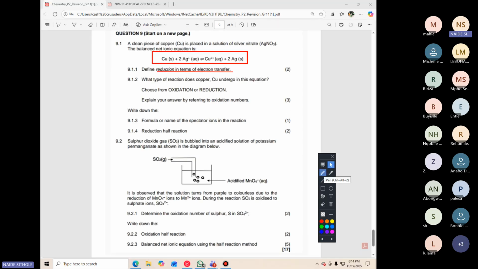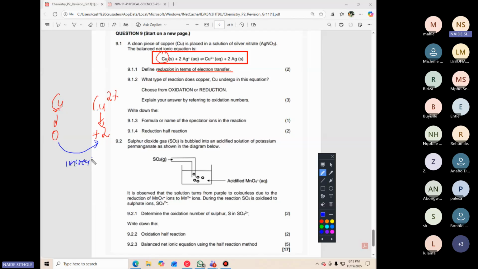Then 2 marks. What type of reaction does copper Cu undergo in this equation? If you want to find that, step number 1 is you're going to look at copper from the reactant side. And then you determine, okay, copper is an atom here, meaning it has an oxidation number of 0. And then you look at that copper ion on the product side. So this is Cu2 plus, and then we can see that it's positive 2 on it. So what do we see here? Is this an increase in oxidation number or a decrease in oxidation number? Definitely it's an increase. This is an increase in oxidation number.